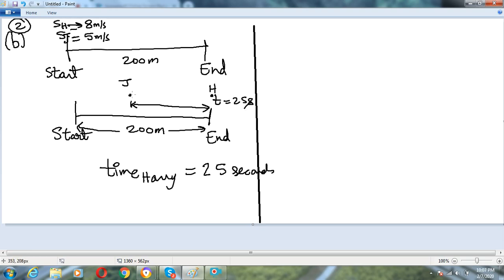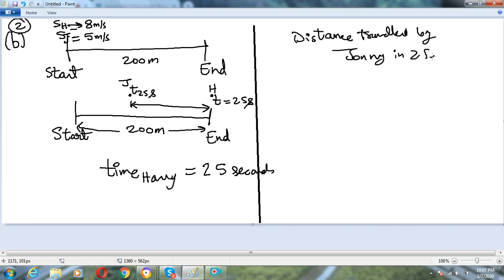So we can find out at 25 seconds where Johnny is. We have to find out the distance traveled by Johnny in 25 seconds. Correct. So I can call it as DJ.